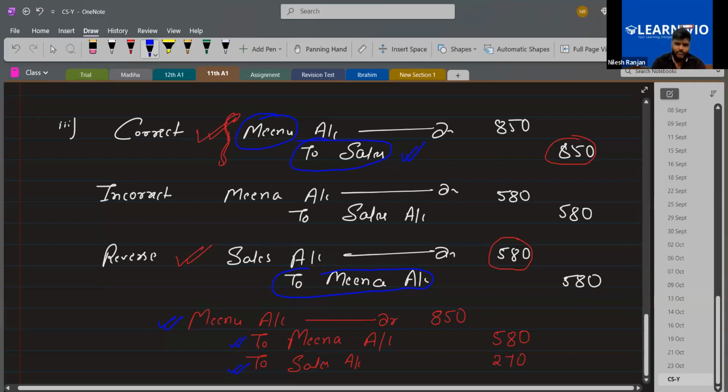Because let's say that this sale is 850 and this sale is 580, so it is assumed that 580 is cancelled. Obviously, if sale here on the credit side also is 580, then both accounts will be cancelled. Sale in the first correct entry will be cancelled if it is 580. But the amount is different. On one side it is 850, on the second side it is 580. So we have to deduct the amount.